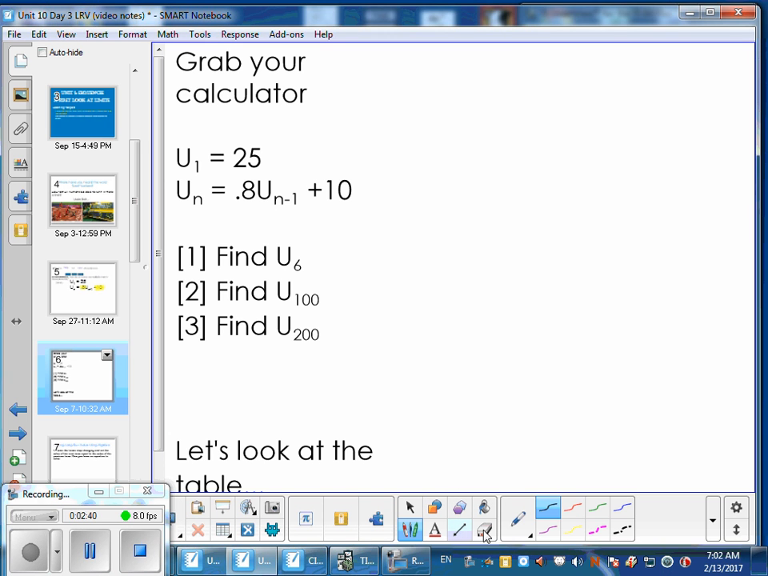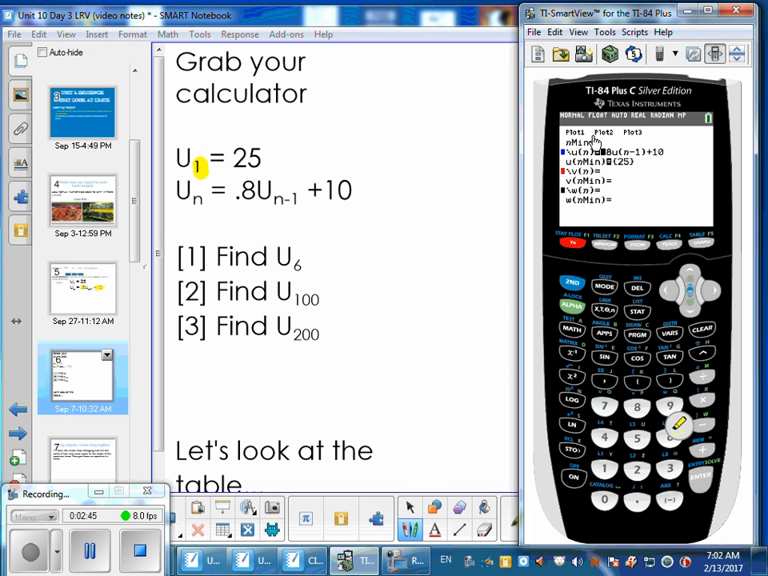So if we look at our sequence right here, ours starts at U1. So that means our value for n min is going to be 1, okay? And then I'm going to clear this out because you guys need to learn how to type it in. So you're going to type in 0.8, and then second 7 gives you the U.